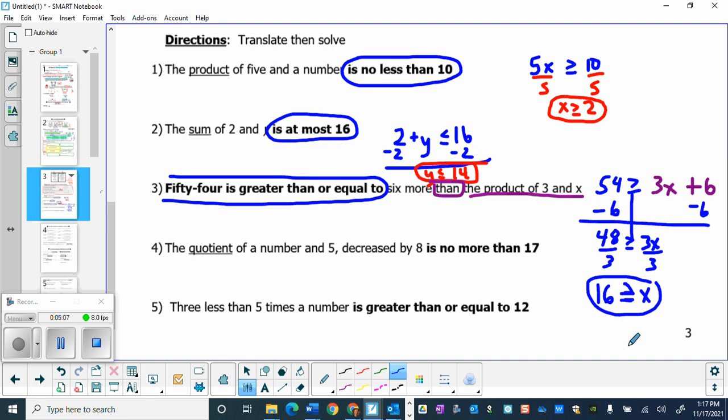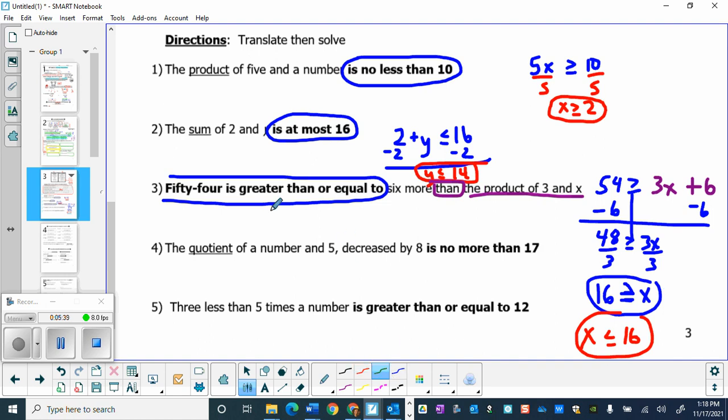Okay? Now, when we read this answer, we say 16 is greater than or equal to x, but I want you guys to get in the habit of putting x first. So I can say x is less than or equal to 16. I'm not necessarily doing anything here other than simply rewriting the problem, just so that the teacher can say x and you can hear x first. So x is less than or equal to 16, which is the same thing as saying 16 is greater than or equal to x.